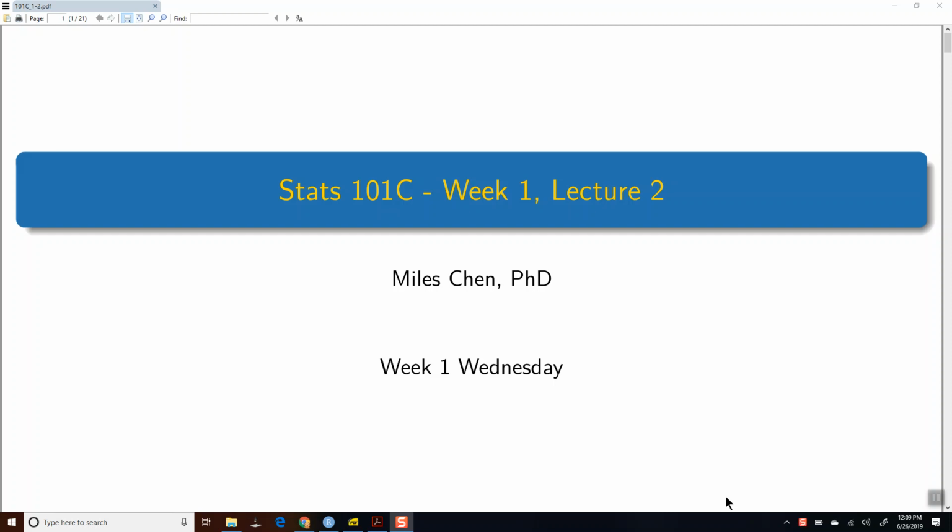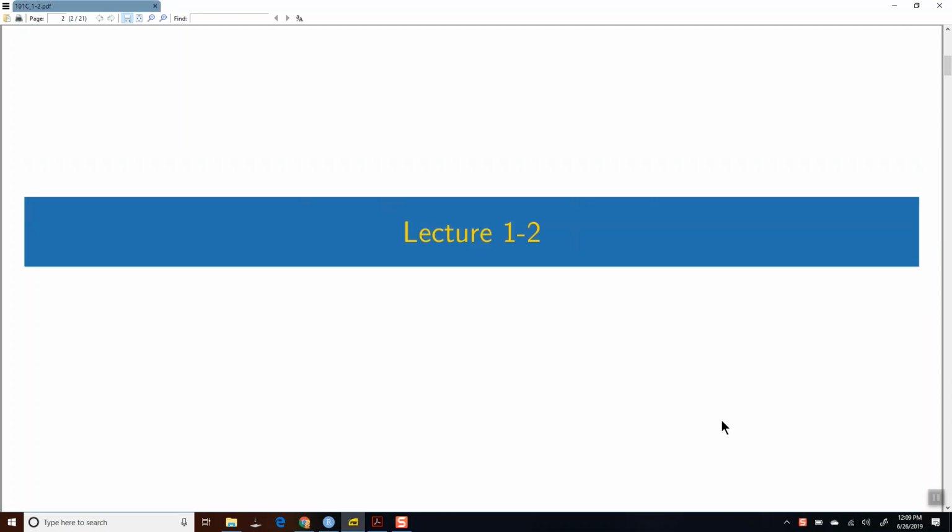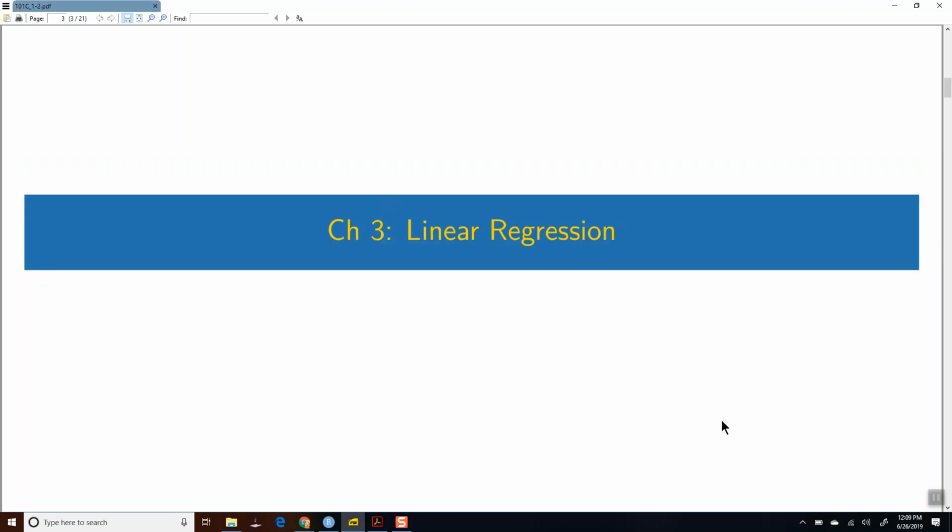And so today we are doing, what's going on here? Chapter 3, Linear Regression. And I think you've taken an entire quarter of linear regression already, right? 101A. And I'm hoping you remember most of it, but just in case, we'll spend today reviewing it.